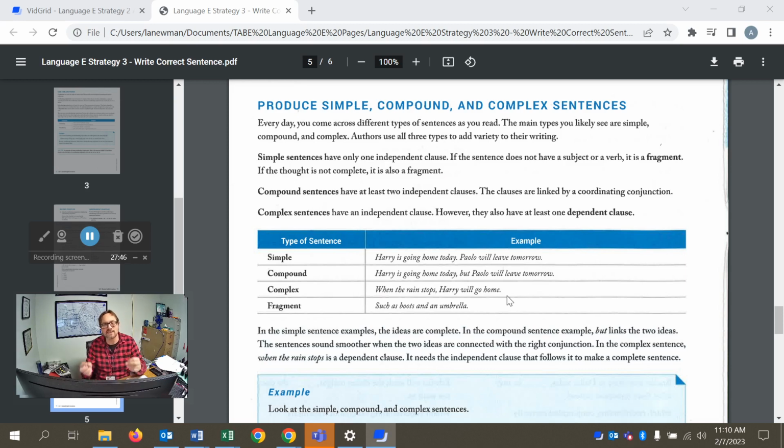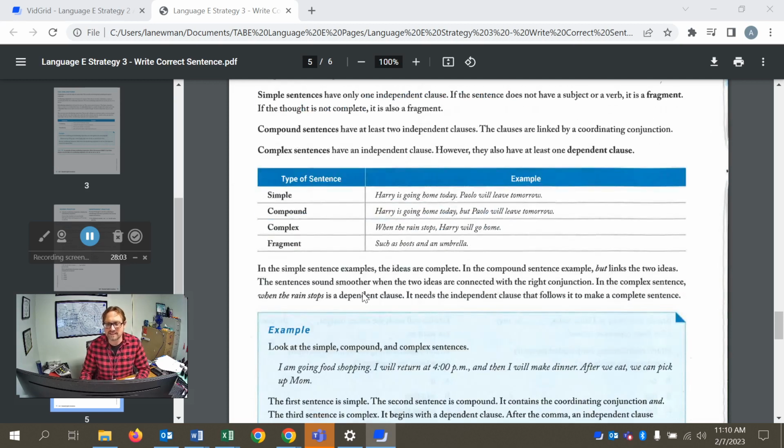Some sentences can stand on their own. They're independent. They have everything they need to be grammatically correct. Some clauses are not, and have to be paired with clauses that are independent in order to stand grammatically. Okay. In the simple sentence examples, the ideas are complete. In the compound sentence example, "but" links the two ideas and turns them into kind of a compound complete idea. The sentences sound smoother when the two ideas are connected with the right conjunction. And that's true. I would suggest that any writer should combine those two simple sentences into one compound.